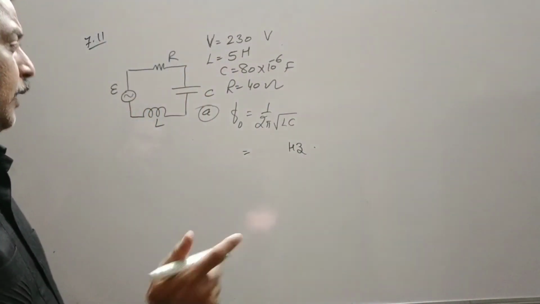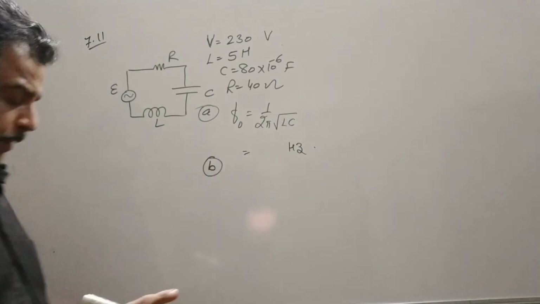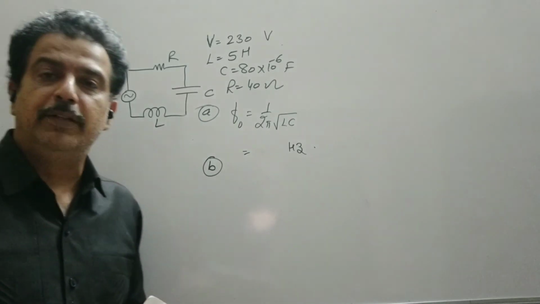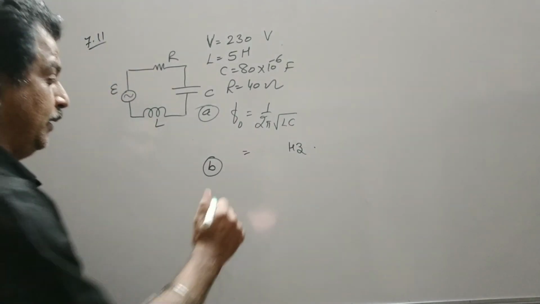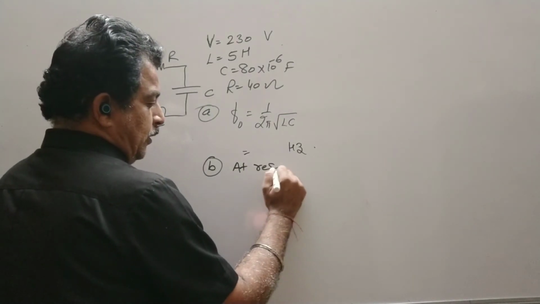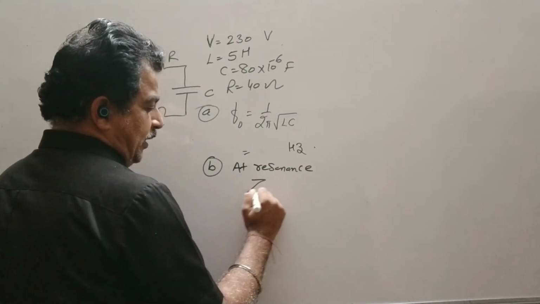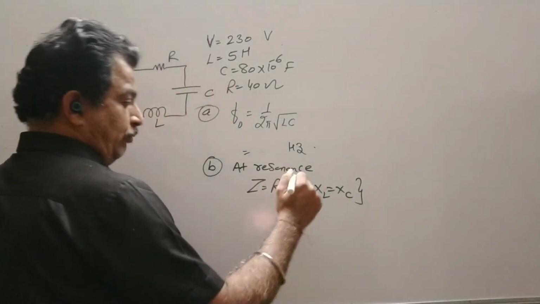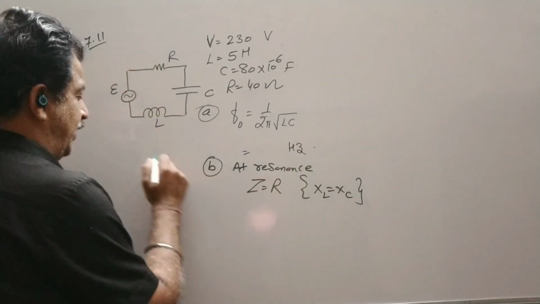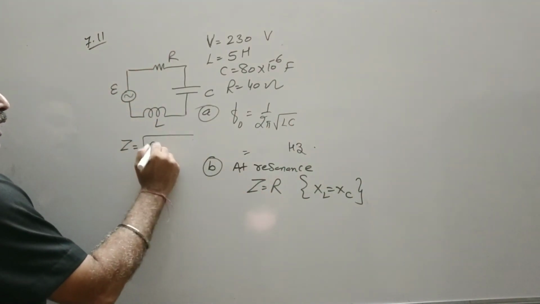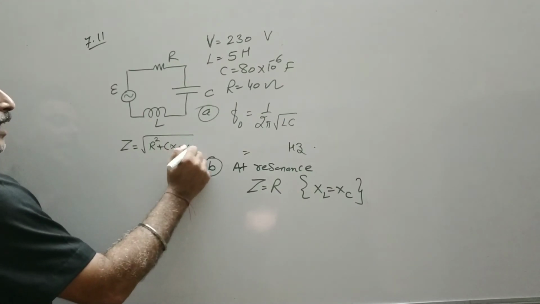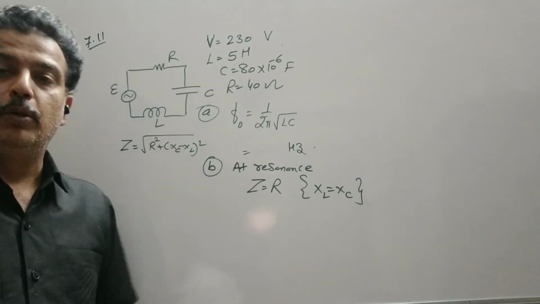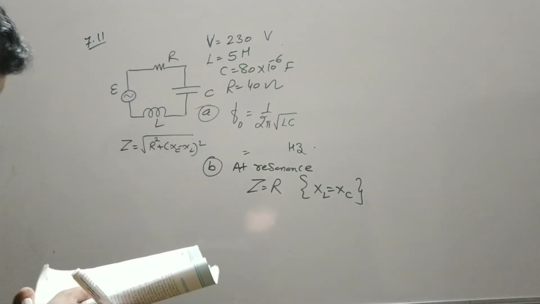Then the second part is: obtain the impedance of the circuit and amplitude of the current. Amplitude of current means the maximum current at a resonant frequency. So at resonance, Z is equal to R because XL is equal to XC. We know the general formula for Z is the square root of R square plus (XC minus XL) whole square. So the impedance here is equal to R, meaning the circuit behaves like a resistive circuit.